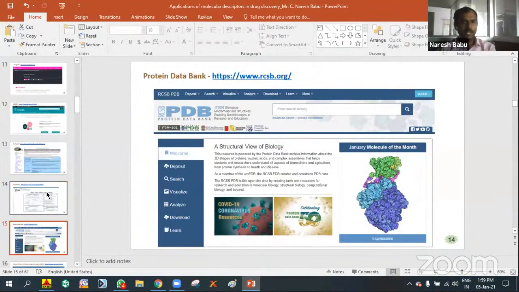And the Protein Data Bank, this is well known to all. It gives the complete information about the proteins. It provides the 3D structure data for large molecules, that is proteins, DNA and RNA. These are the molecules of life found in the organisms on the planet. These 3D structures we can utilize for different molecular docking studies or molecular dynamics studies.